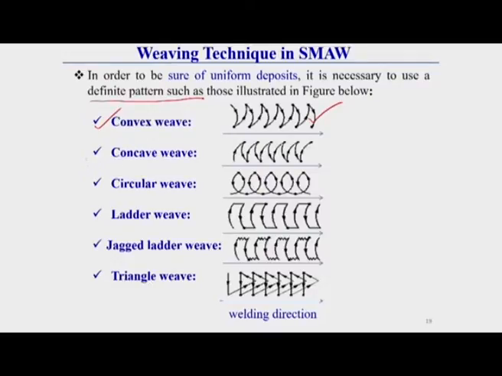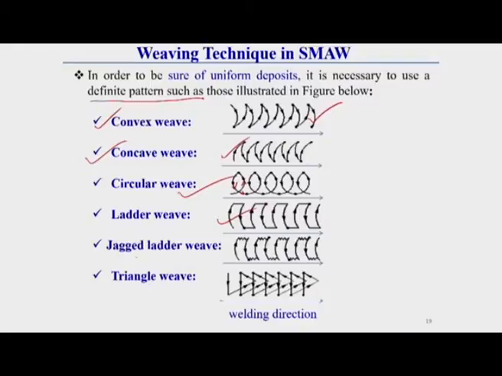This can be concave weaving also, or we can say concave weaving operation. It is generally opposite to the convex weaving operation. This can be circular type. You see the arrows representing how it is continuously moving and how the circular shape is coming. So, this is called circular wave. Then another can be ladder wave, how this ladder wave is done. This is ladder weaving operation.